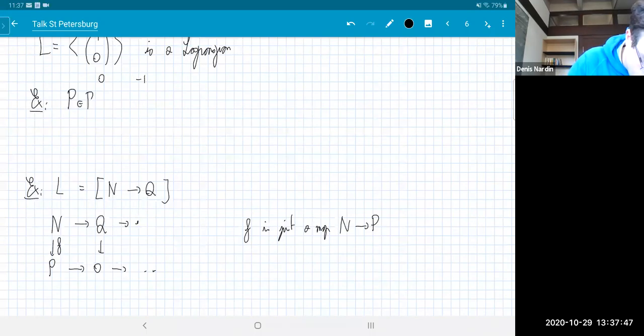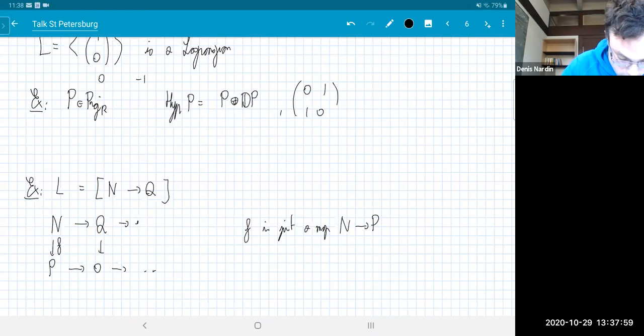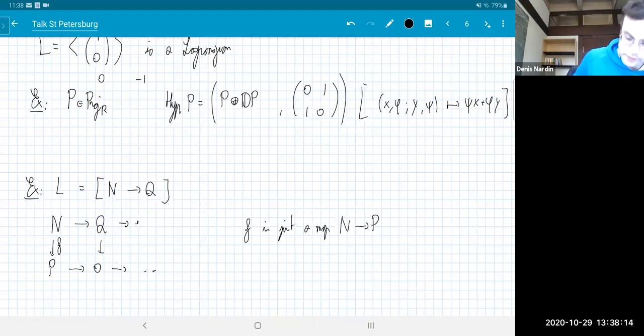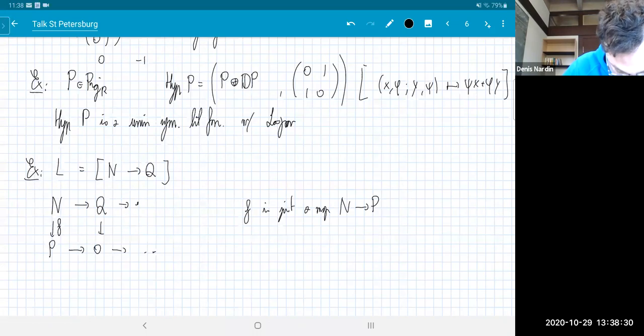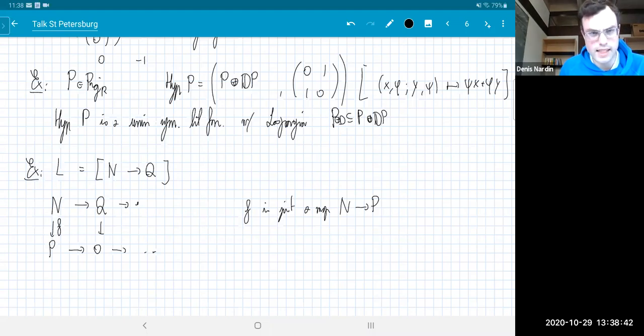So P, any projective module, as before, you can form hyp P, which is P plus the dual of P, with form 0, 1, 1, 0, or if you want, (x, phi), (y, psi) goes to psi x plus phi y, if you need the formula. Then hyp P is a unimodular symmetric linear form, with Lagrangian P sitting inside P plus DP, P plus zero, I guess. That's a generalization of the previous example.